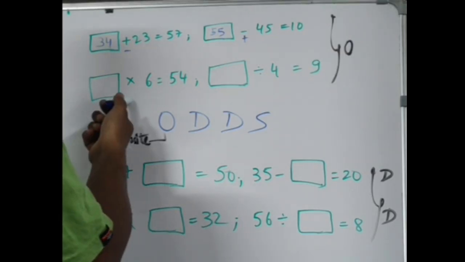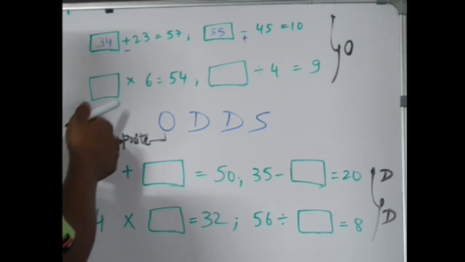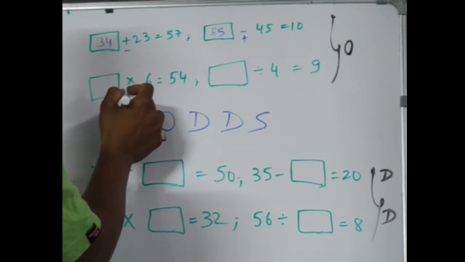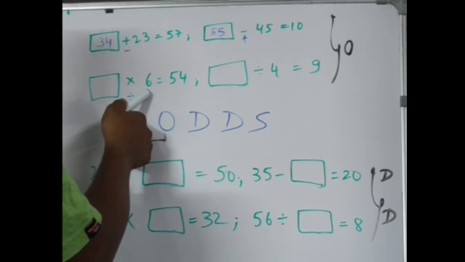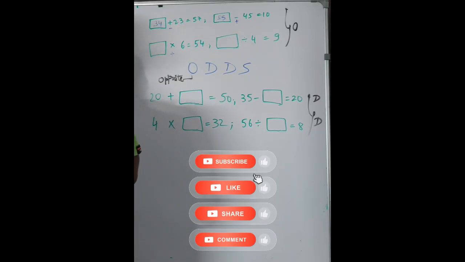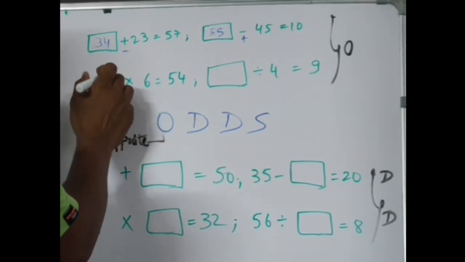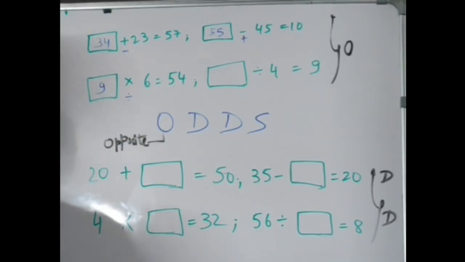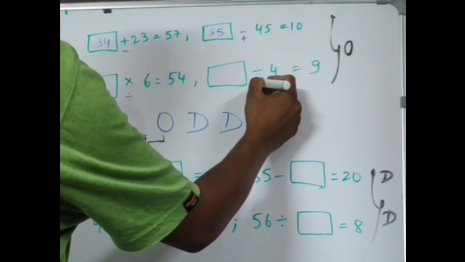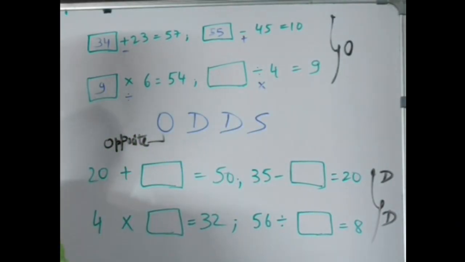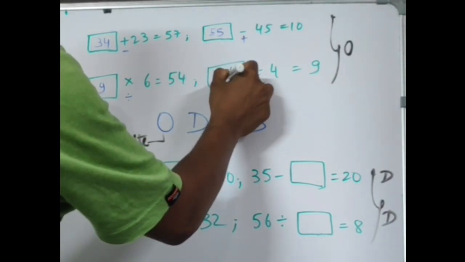Similarly, for this multiplication equation, they just have to do division. And as I mentioned earlier, division for primary classes is always big number divided by small number. So here they will do 54 divided by 6 and get 9 as the answer. In the same fashion, we can solve this division equation as well by just doing multiplication of the given numbers 9 and 4 to get 36 as the answer.